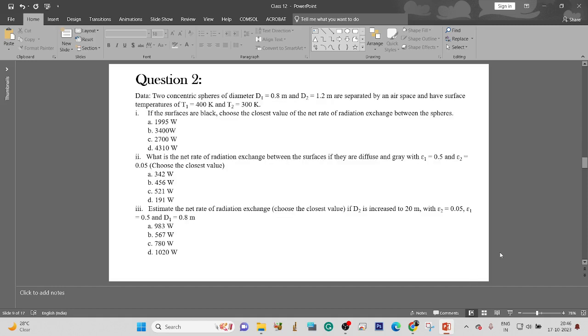Two concentric spheres of diameter d1 = 0.8 and d2 = 1.2 meters are separated by an airspace and have surface temperatures of T1 = 400 and T2 = 300 Kelvin. If the surfaces are black, choose the closest value of the net rate of radiation between the spheres. So we can consider this a black body, so we'll just use the Stefan-Boltzmann law.